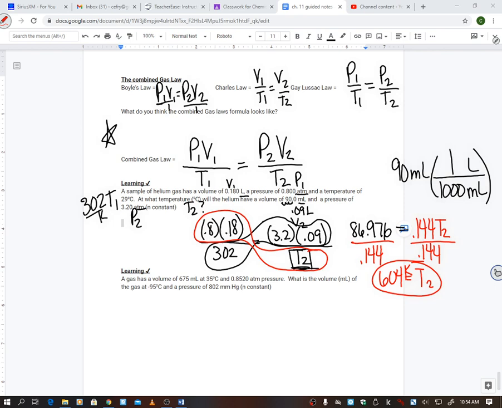You can do all of these steps. You don't have to write this part out if you don't want to. You can do it all in your calculator at once. I'm okay with that. Just make sure you write this part down so I can see and make sure that you've set everything up okay.